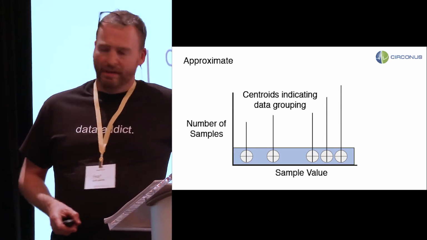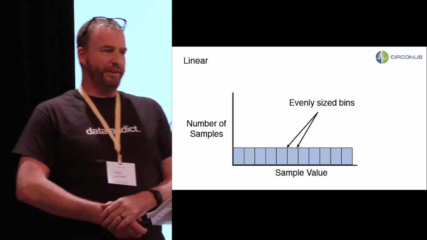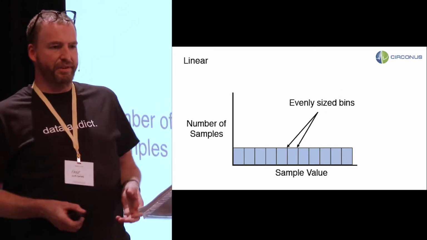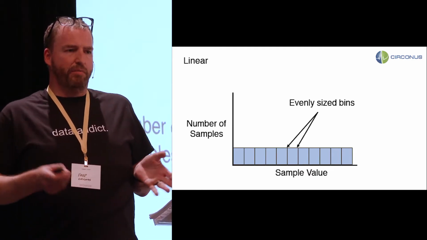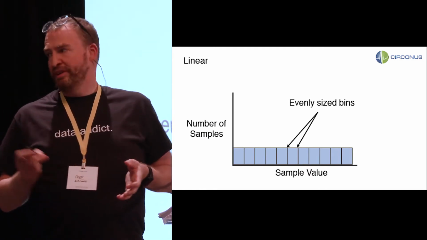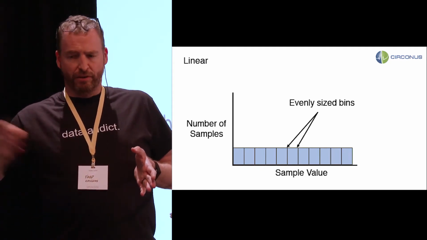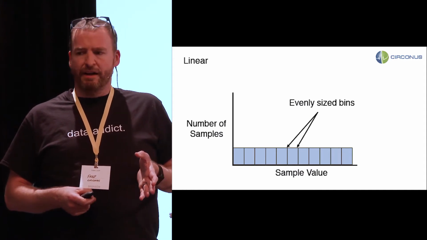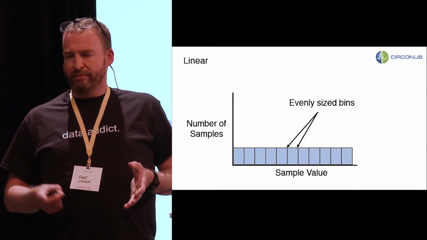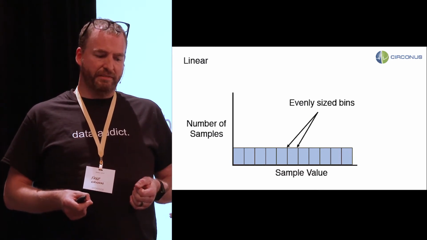Linear histograms. These are histograms that have evenly spaced bins. If you have a range of values, 0.1 to 10,000, you could have bins every 0.1, going up to 10,000. Obviously, that's a tremendous number of bins, so you do suffer from some excessive memory usage if you implement this in a production system.